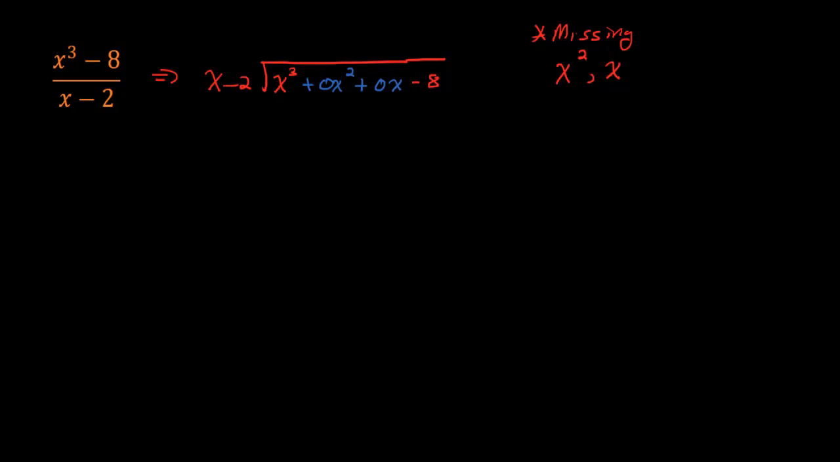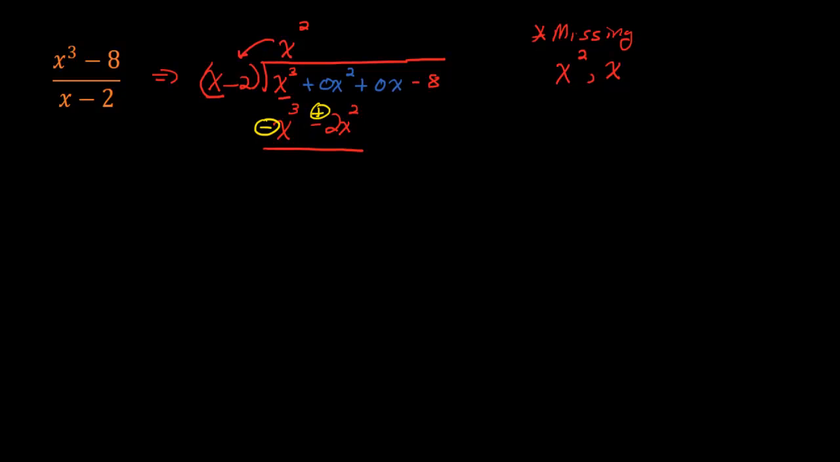So now we're going to start with our iteration. We're going to say what times x gives me x cubed? That's going to be a value of x squared. And we're going to multiply our x squared times our entire divisor, and that's going to give me an x cubed minus 2x squared. Remember what I have to do in my sign? I have to negate this, and I have to negate this, which makes it positive.